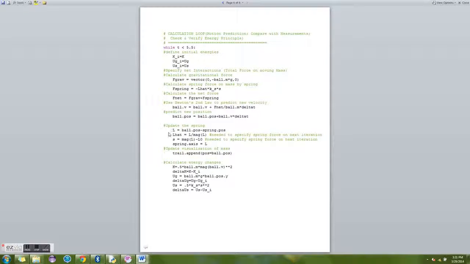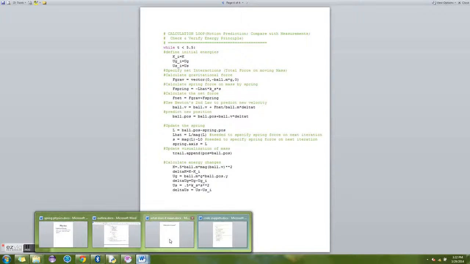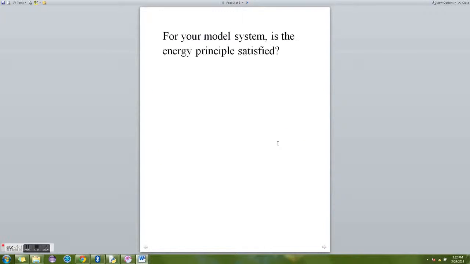Here we do the same thing as we did earlier: calculate the length of the spring, the unit vector in the L direction, the stretch of the spring, and of course we do some other things to help graph it. And here we calculate the new energies for all of our steps, using the same formulas as we did the first time. So, now we have to answer, of course, our what does it mean questions.